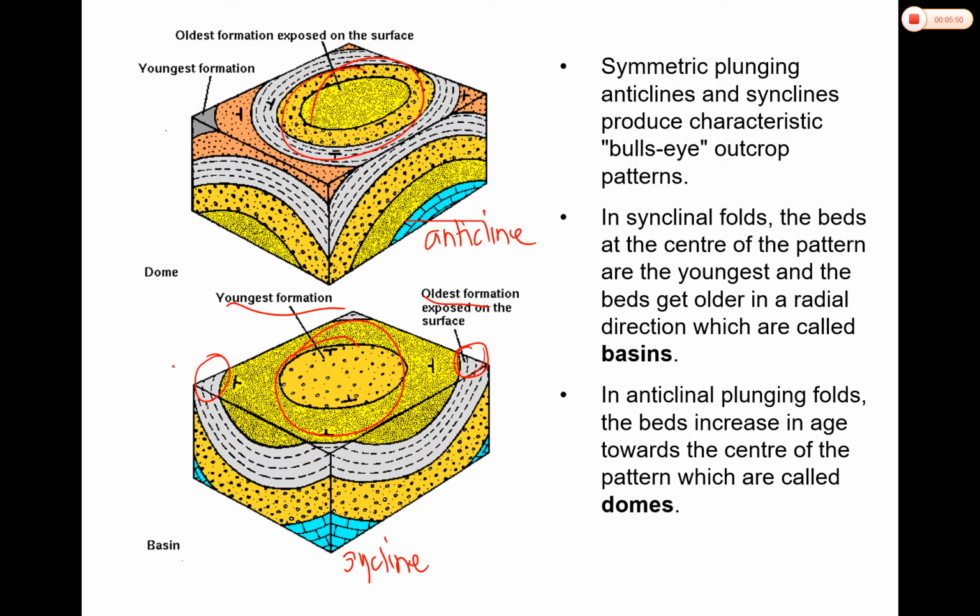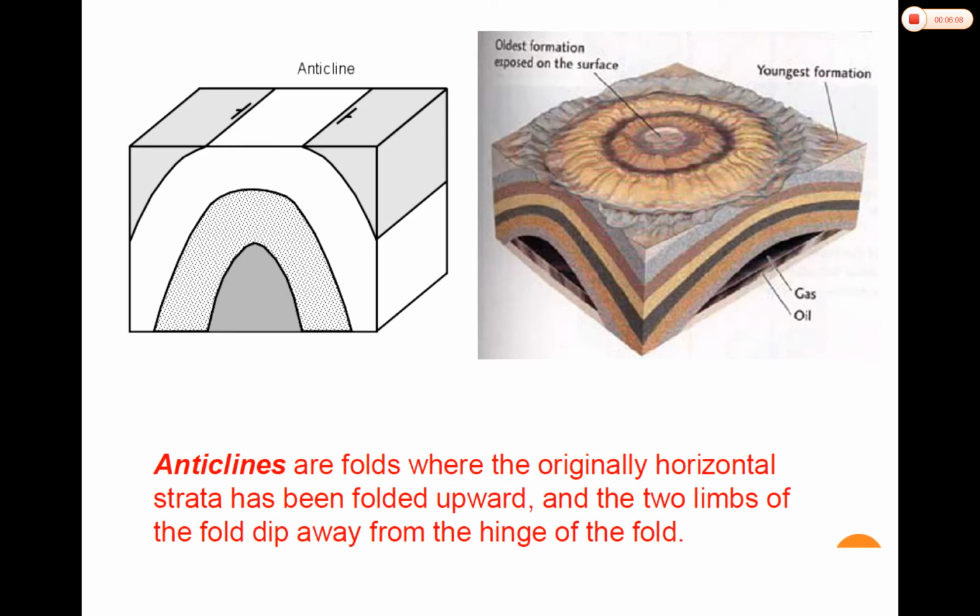Alright, and compare with the anticline, in the middle, the bullseye, we will see the oldest layer, the older rock layer, and there are few of the youngest formations at the edge. Alright, okay. So anticlines are folds where the originally horizontal strata folded up, berlipat ke atas.